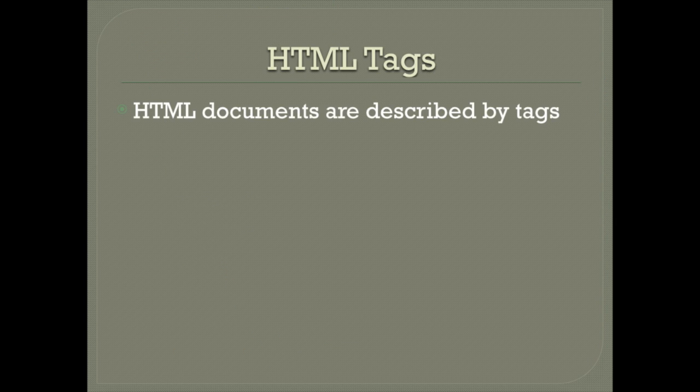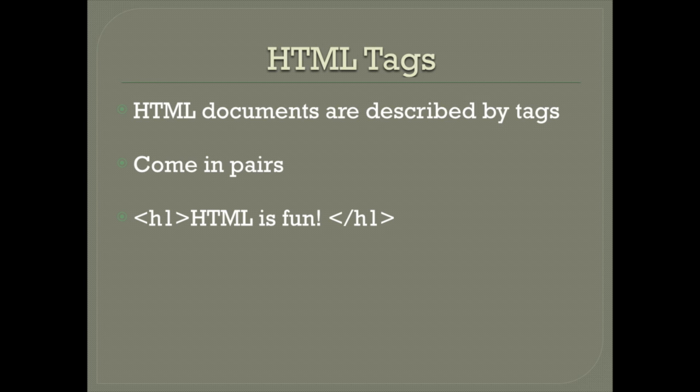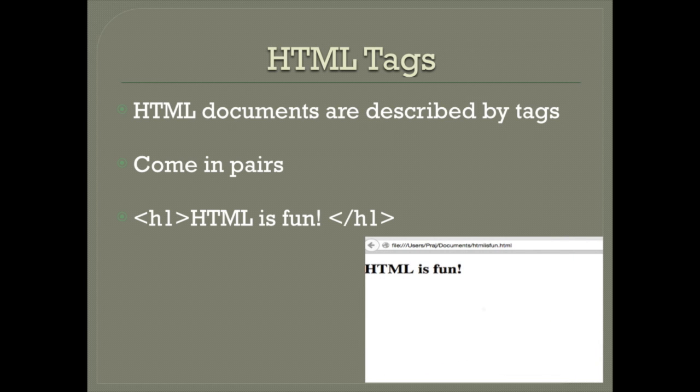HTML documents are defined by tags, which are used to describe different document content. These tags come in pairs, with a start tag and an end tag, which consists of a slash before the tag name. In this example, we are using H1, which stands for header 1, and an example of the text HTML is fun is shown on an example web browser.